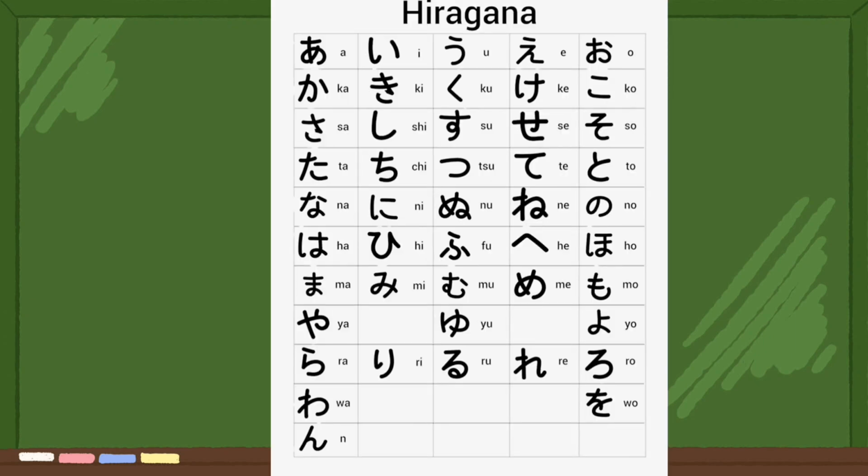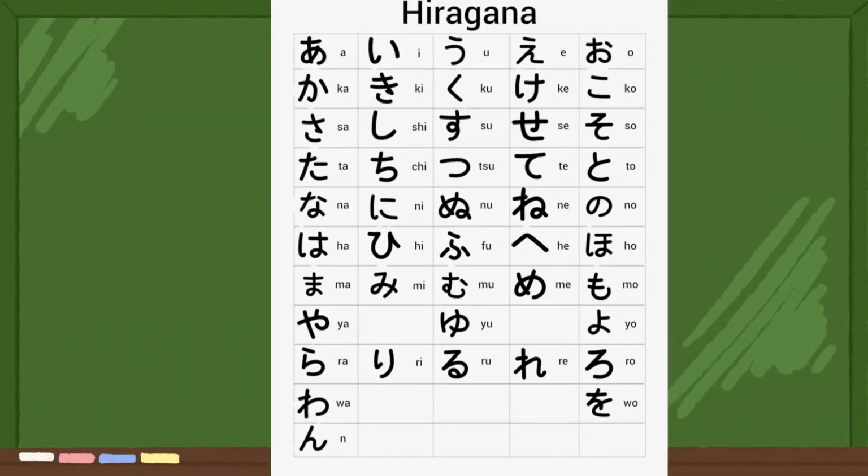Now on your screen we have a chart of hiragana characters, because in this video we will be starting from hiragana. You don't have to be scared of this chart, even though there are so many characters. Before we start, you should know that there are 46 characters in hiragana and katakana, excluding dakuten and handakuten. What are dakuten and handakuten? We will cover them in the next video, but for this video you need to know that there are 46 characters.